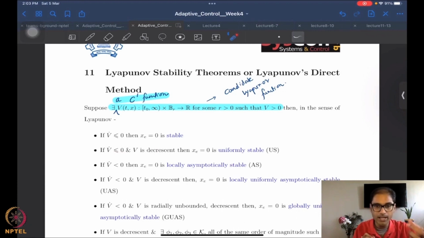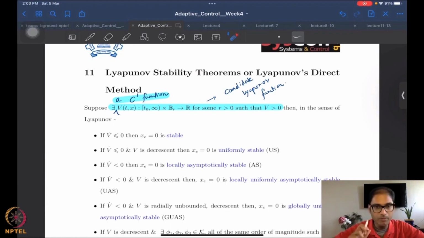So take a candidate Lyapunov function, which means a C1 function which is also positive definite, and if V dot is negative semi-definite, we have stability. If it's negative semi-definite and V itself is decrescent, then we have uniform stability.